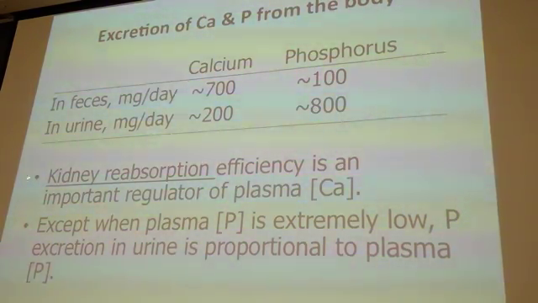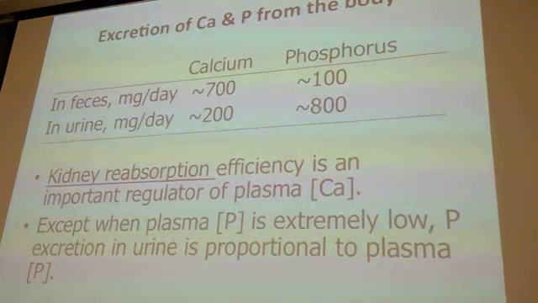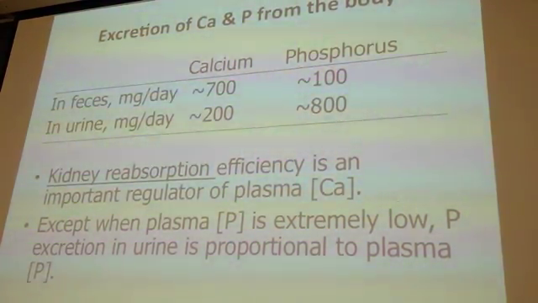Okay? And so kidney reabsorption, since this is one position in which calcium is being lost, is another potential site at which we can regulate our plasma calcium. So we can control the loss in the feces by controlling absorption, right? Or we can control the loss in the urine by controlling the reabsorption from the plasma by our kidneys. So for plasma phosphate and phosphorus concentrations, usually the reabsorption in the urine is not highly regulated. Unless it's extremely low, the amount of phosphorus excretion in the urine is going to be proportional to the concentration in the plasma. Okay?